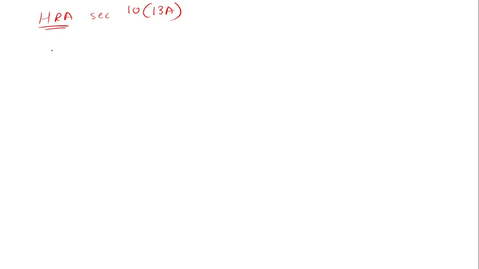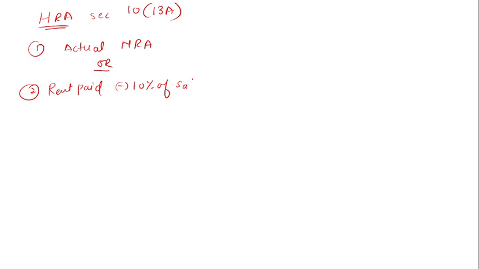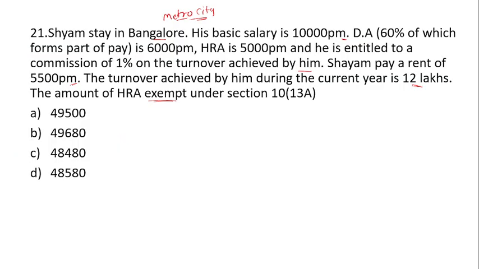Here there are three conditions we need to fulfill. The first one is the actual HRA. The second condition is the rent he paid minus 10% of the salary. The third one is 50% of salary. Why do I say 50%? Because he is living in a metro city, that's why 50%.